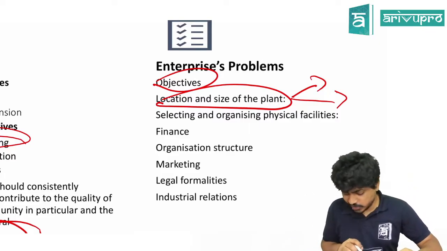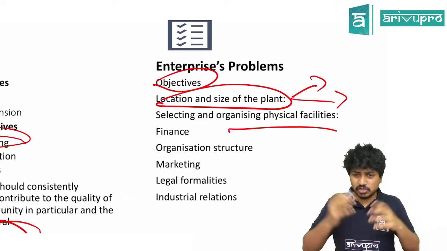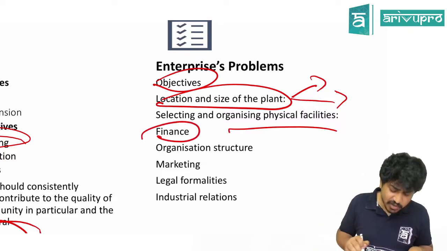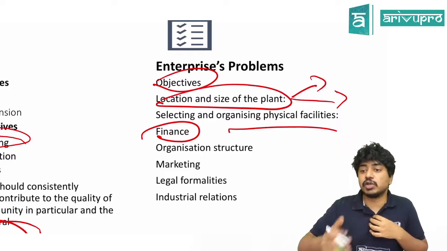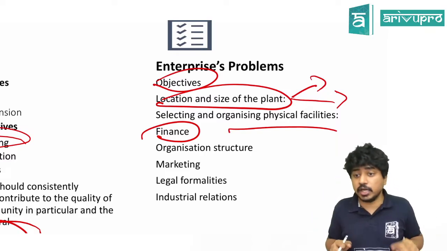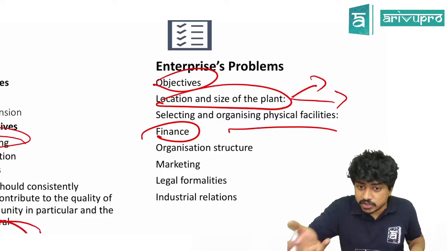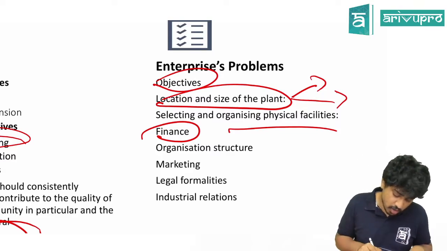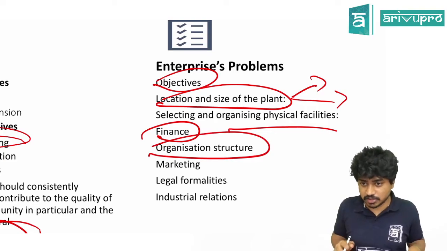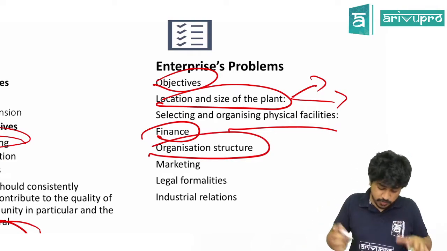Selecting and organizing physical facilities is the same as size of plant. Should I have big machines, or how many machines should I have? What is the procedure? Finance: how much money should I pump into this business? Should I take a loan, or invest my own money? How do I manage cash flow? What credit policies do I have to give? All these are problems. Organization structure: should I have a flat structure or a hierarchical structure? How should my organization structure be?